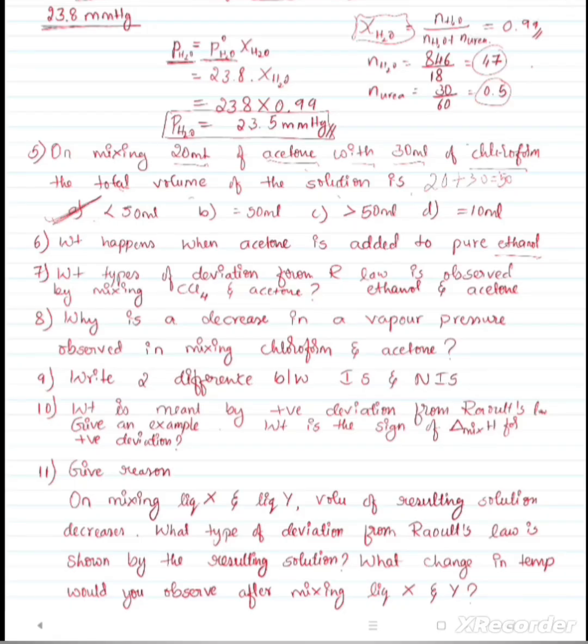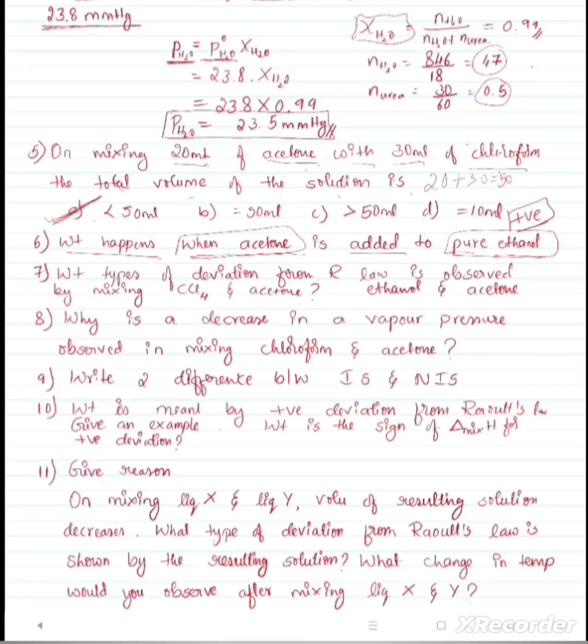So next question is, what happens when acetone is added to pure ethanol? So what will happen if we add it to pure ethanol? This acetone and ethanol is an example for positive deviation. You should tell this one will show positive deviation. That means we will get a higher value.